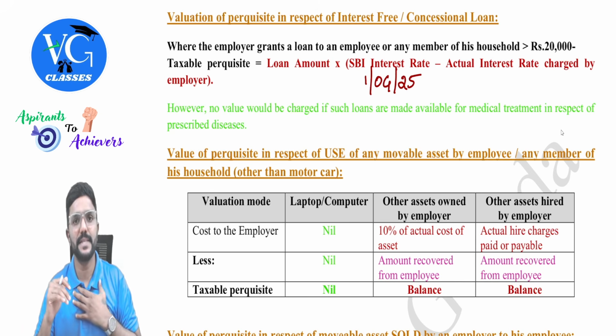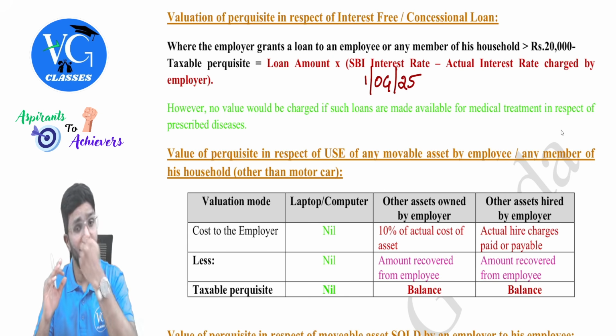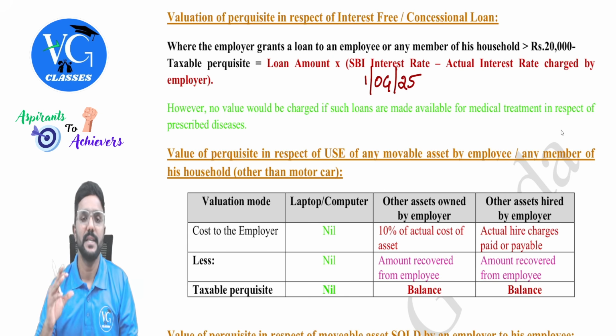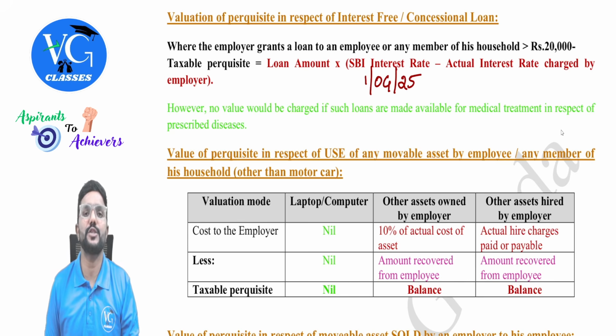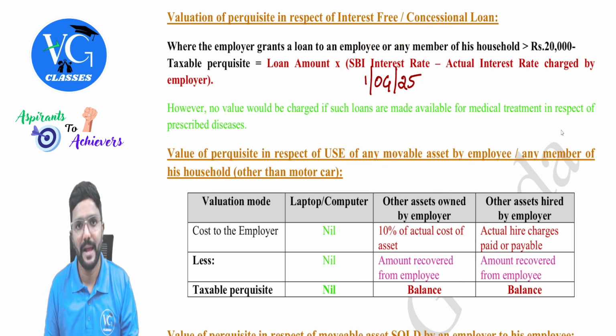Now, if an employer is giving a loan of more than 20,000 to an employee and charging a concessional rate of interest, or is not charging any interest, then such value will be taxable in the hands of the employee as a perquisite, guys. And here we need to take the SBI interest rate as on the 1st April of the previous year as the reference rate or base rate.